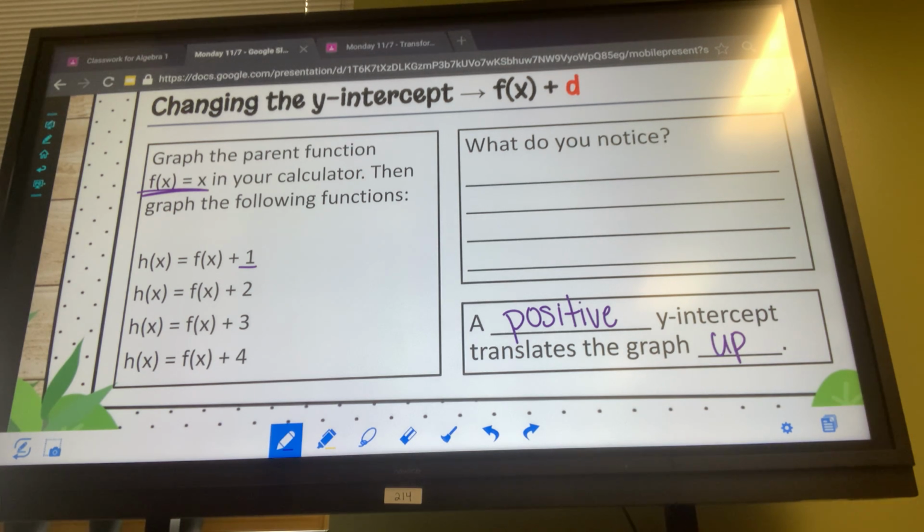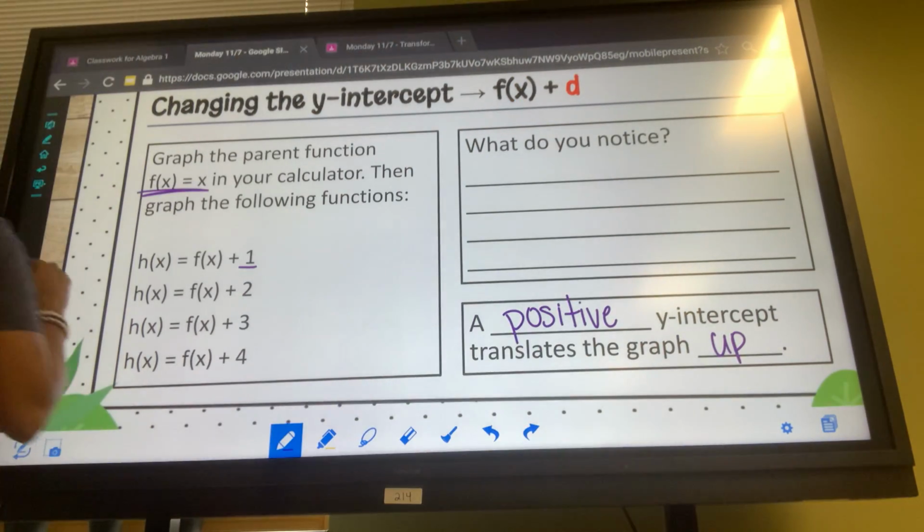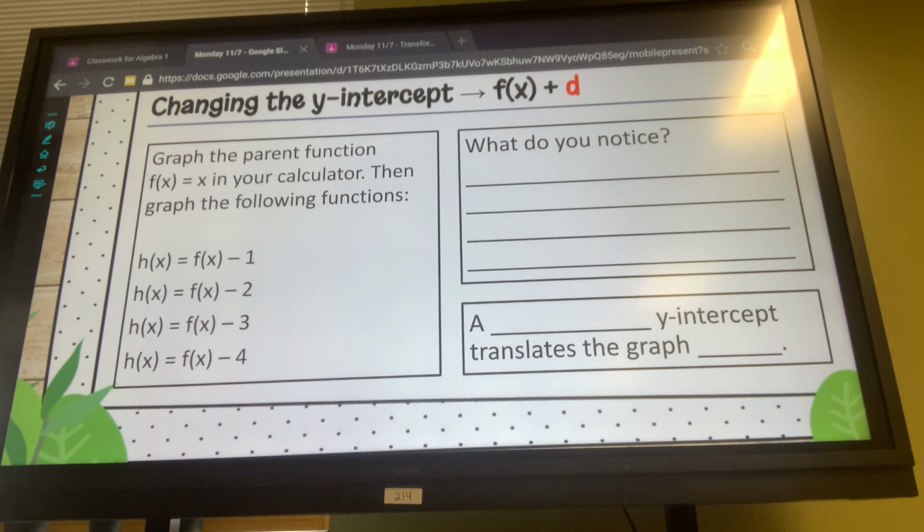On the next slide, it will be negative and down. Negative and down. So positive and up on this slide, negative and down.